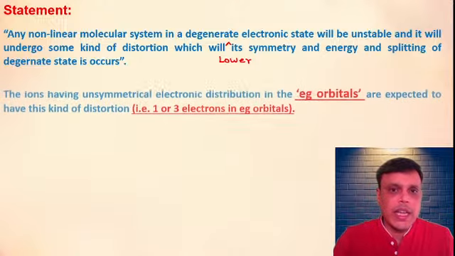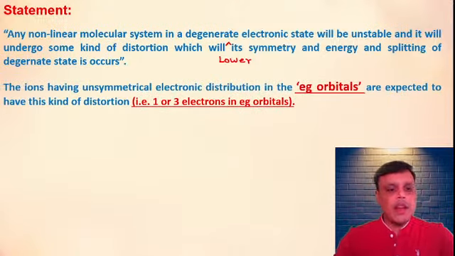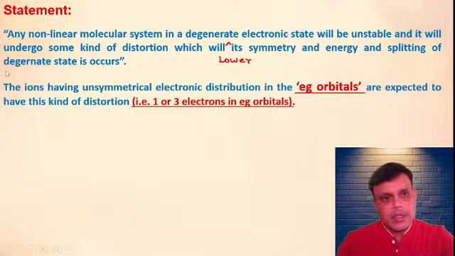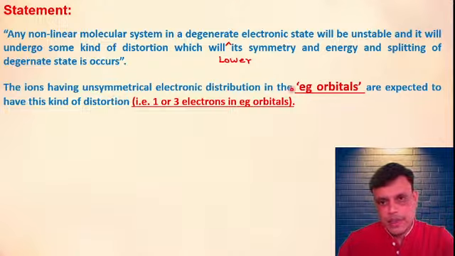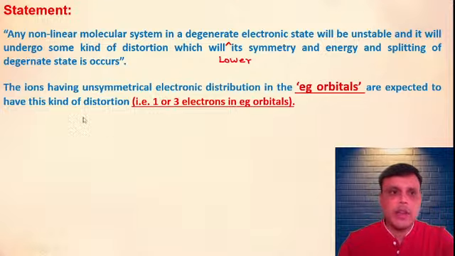ठीक है? Okay. Then the next point is the ions having... Write down this statement, please, all of you, which is very very important. Take pen, notebook, and write down this statement. Okay. Then the second point is: the ions having unsymmetrical electronic distribution in Eg orbitals are expected to have this kind of distortion.